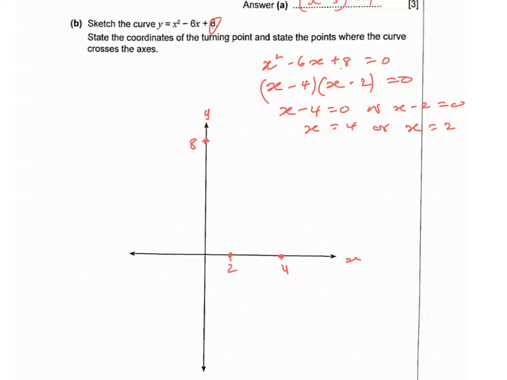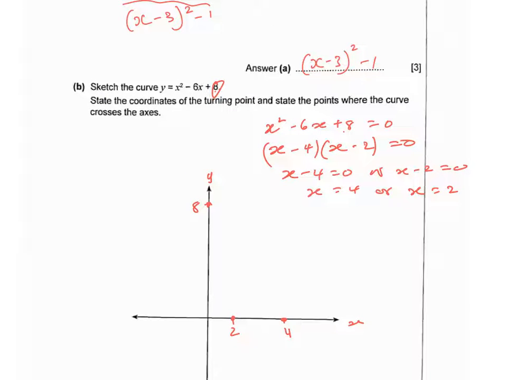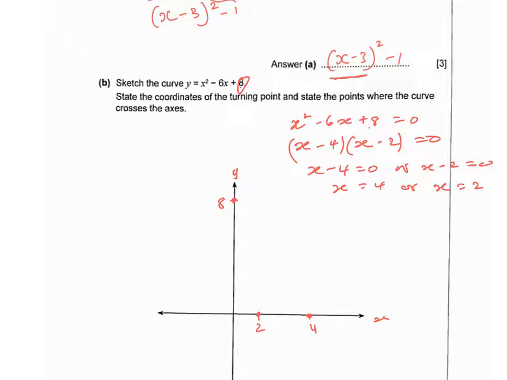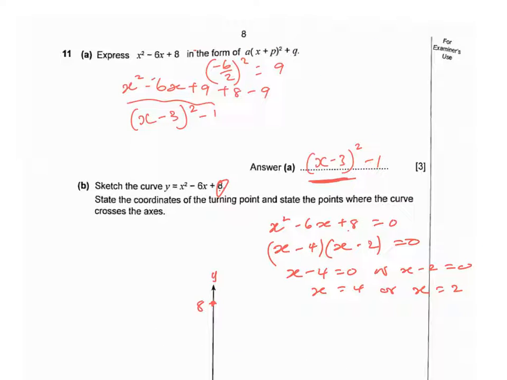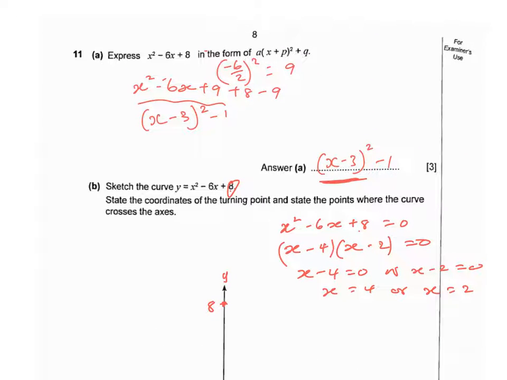Now, since we have already written our equation, our trinomial, in this form, this part here gives you the x coordinate of the turning point, and the number here gives you the y coordinate of the turning point. In other words, if you are given in this form, this part here is the x coordinate of the turning point, and q is your y coordinate of the turning point.